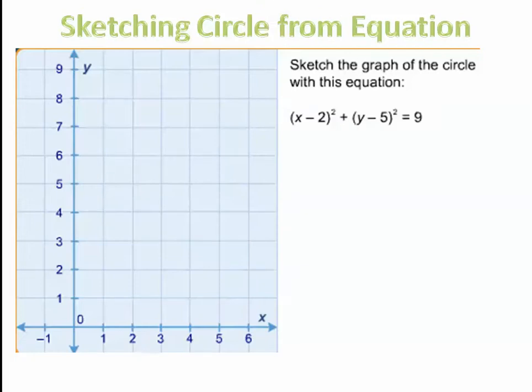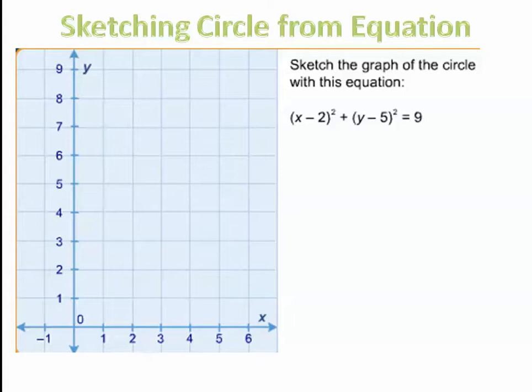Okay, then we also learned how to sketch the graph of a circle. Remember, we're always dealing with opposites here. So h is +2, k is +5, so I know my center is (2, 5). The square root of 9 is going to be 3, so I know I have a radius of 3.